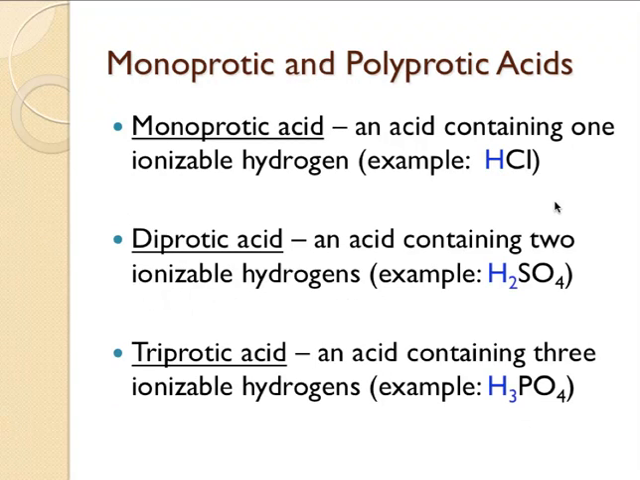Monoprotic, polyprotic. Hopefully you know mono means one. A monoprotic acid is an acid that contains one ionizable hydrogen, meaning the hydrogen can come apart from the anion part of the acid. Diprotic, di meaning two, is an acid that contains two. For example, sulfuric acid, H2SO4. Both of these H's can go into solution.